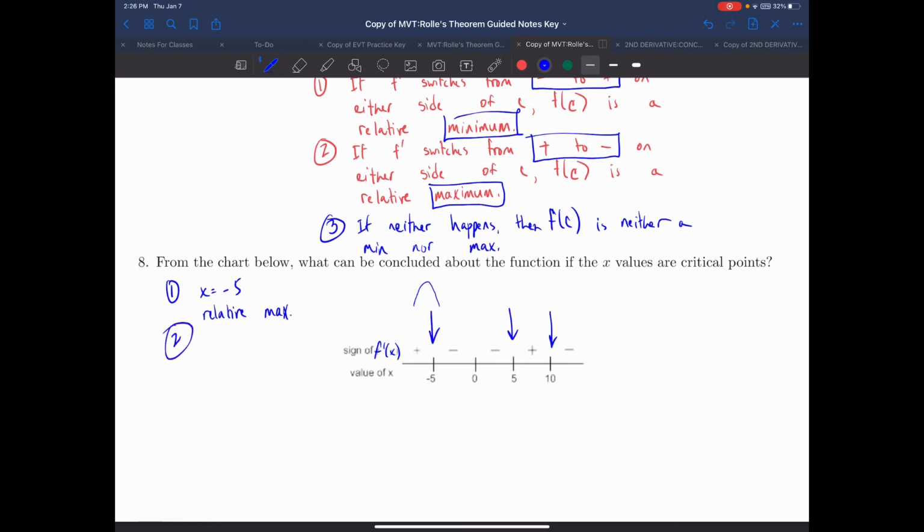Okay, for the second point, x equals 5. Well, that one does the opposite. It goes from negative slopes to positive slopes. So x equals 5 is a relative minimum. And the last one, it goes from positive to negative, so that is a max. So x equals 10 is a relative max. So the first derivative test is very basic like that.